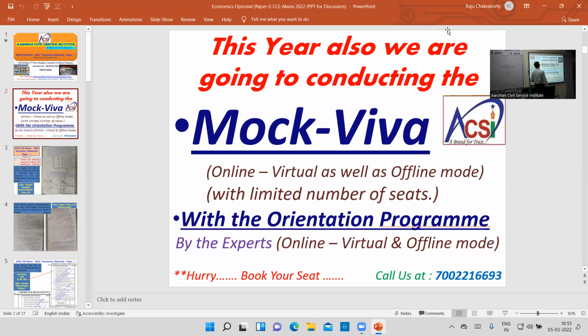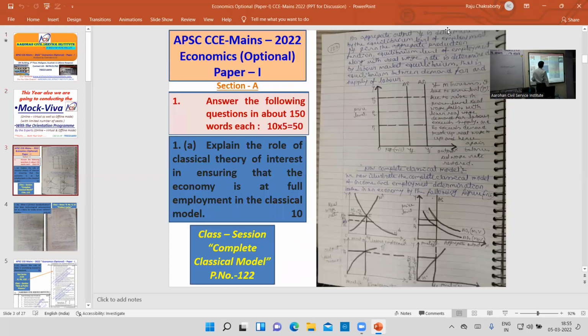Compatibility field for this, but so that analysis for so question number one, the question of this say explain the role of classical theory of interest in ensuring that the economy is at full employment in the classical model. Economics of what would this say? A classical model, classically discussed for this. I mean, it is almost simply comfortable for such type of questions for us. I'm learning, obviously a comfortable essay for the questions.